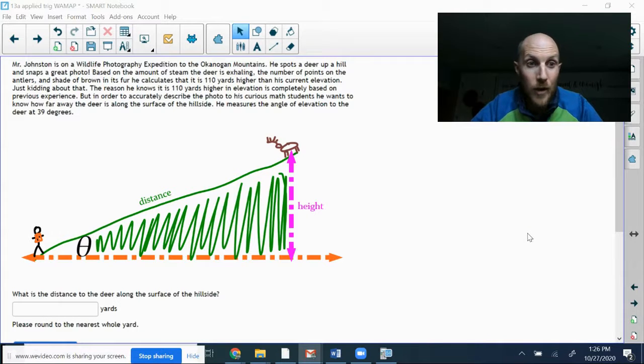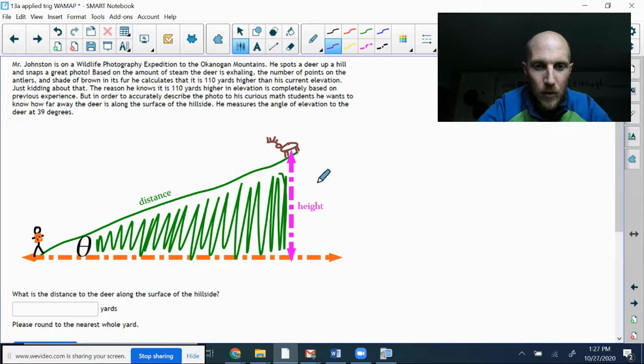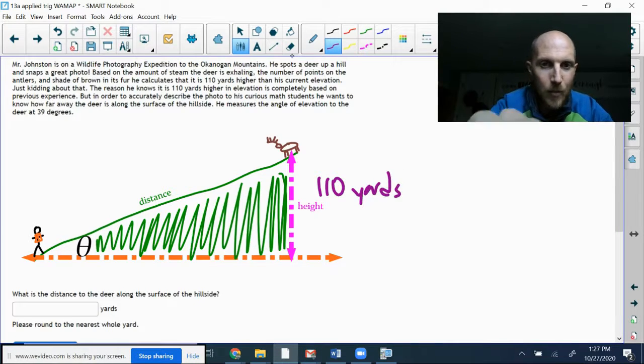All right, so Mr. J is on a wildlife photography expedition and spots a deer up there at the top of the hill. So I know, based on either of two options, either on a bunch of ridiculous things like the number of points of antlers it's got, or based on the fact that I've been to this hillside many times, that deer is 110 yards higher than my current location. So I know that this height is 110 yards higher than me.